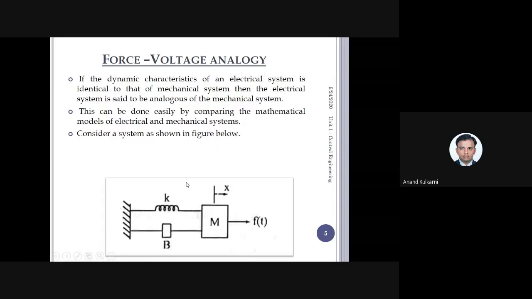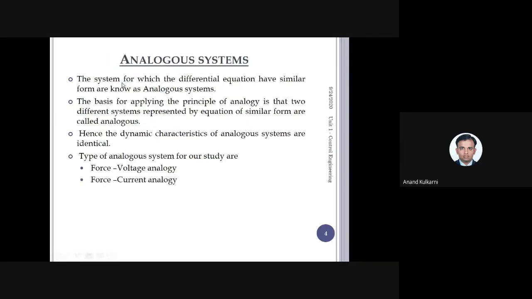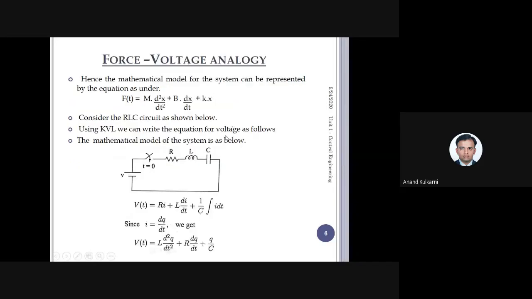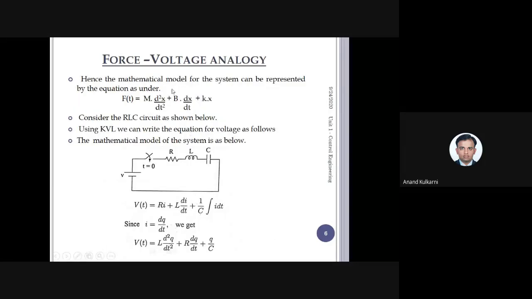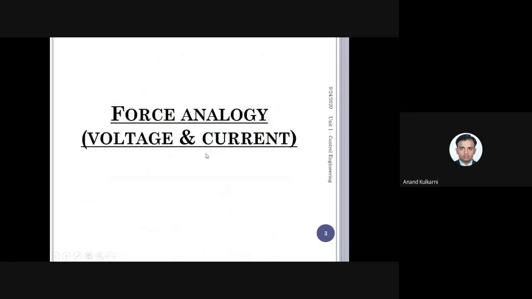I'll just come back and explain here. The systems for which the differential equation has a similar form are known as analogous systems. In this condition, the differential equations are of a similar form. Then I can say that this mechanical system and this electrical system are analogous to one another because they have a very similar form of differential equation. Got it? I'll explain it once again for your benefit.